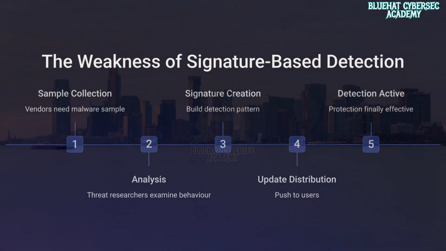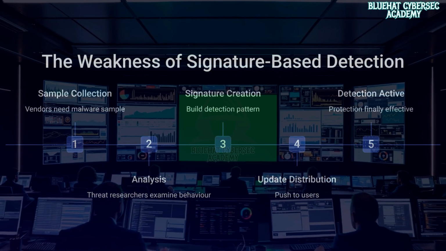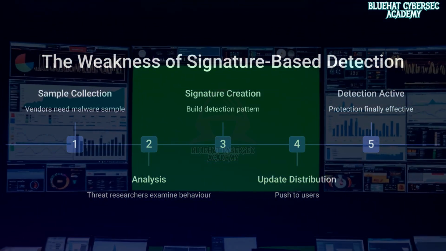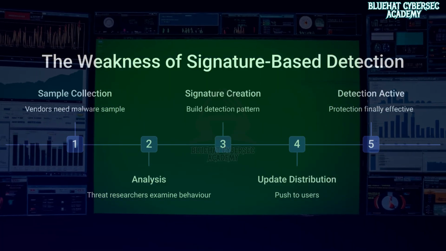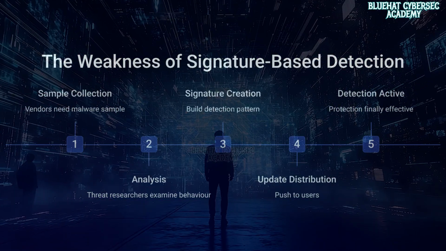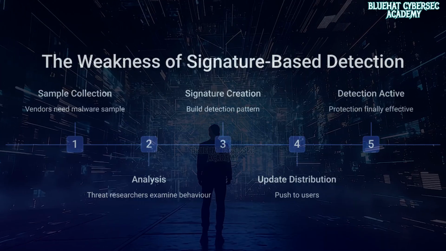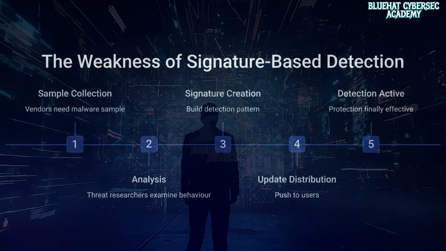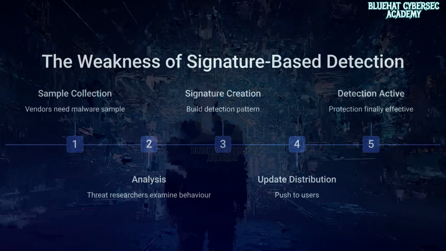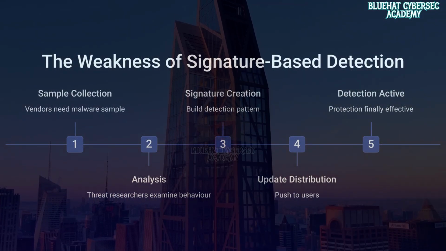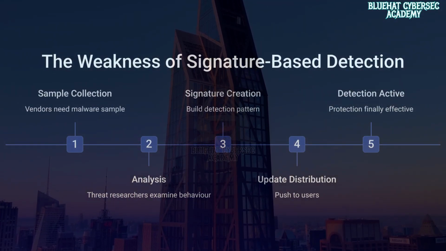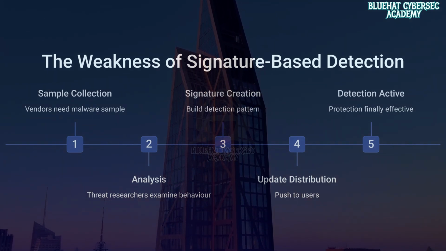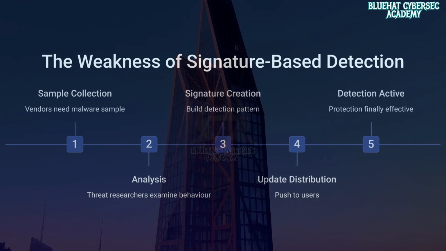And it gets worse. Modern files are extremely flexible. Malware authors can change structure, rename variables, shift encoding, compress payloads, encrypt sections, reorder instructions, or modify metadata, all without changing what the malware actually does. So what is happening here? The behavior stays the same, but the identity keeps changing, and that creates a fundamental problem for signature-based systems. It is like trying to recognize someone only by their outfit while they keep changing it every hour. At some point, identification stops being reliable.